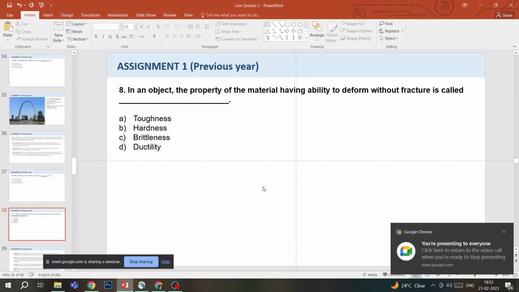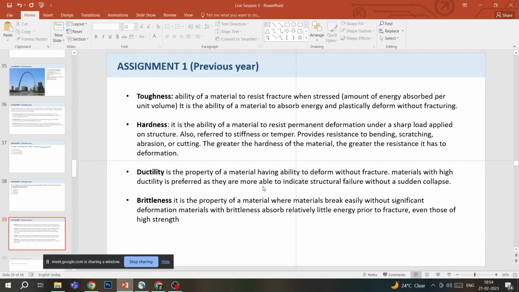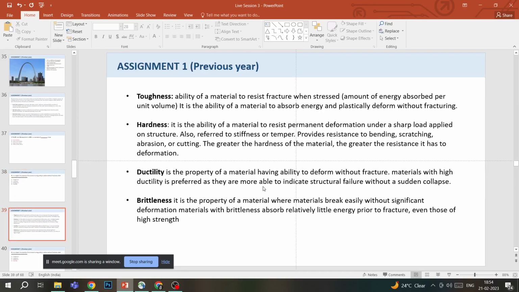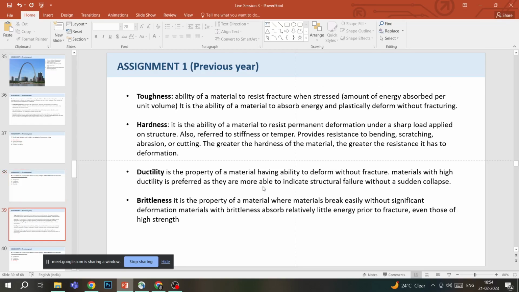So, in an object, the property of the material having the ability to deform without fracture is called what? Here we are talking about the property of the material in which it deforms, but without fracture. We have 4 terms given here. We will discuss all 4 terms and then answer this question. The 4 terms are toughness, hardness, brittleness and ductility. What is toughness?